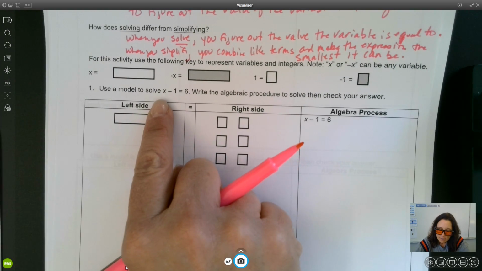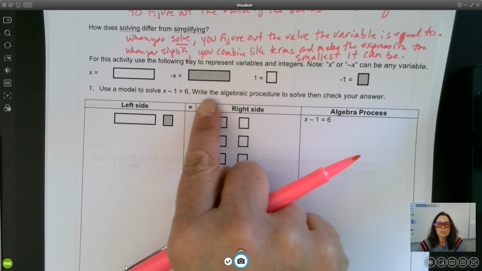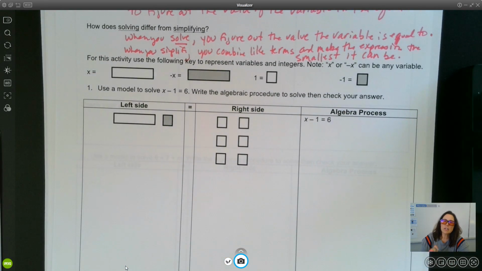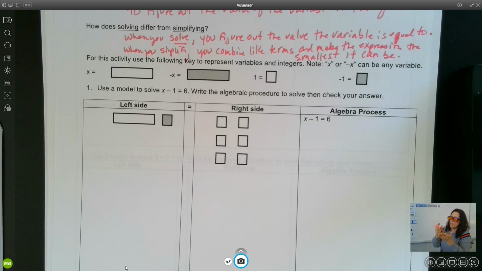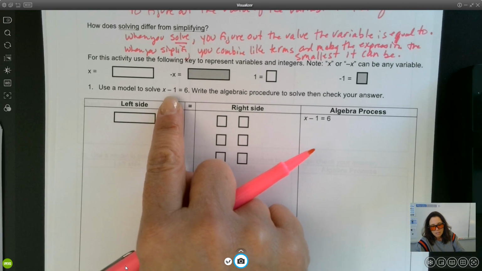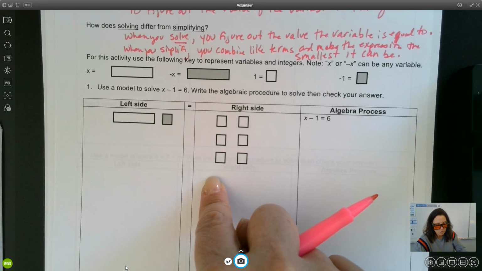So we've got some number minus 1 equals 6. Write the algebraic procedure to solve, then check your answer. It's very important to make this statement. Everybody knows, I think, the answer is 7. Everybody knows 7 minus 1 equals 6. But we have to start as simple as possible. They don't get any easier than this. And we have to look at how we model them.